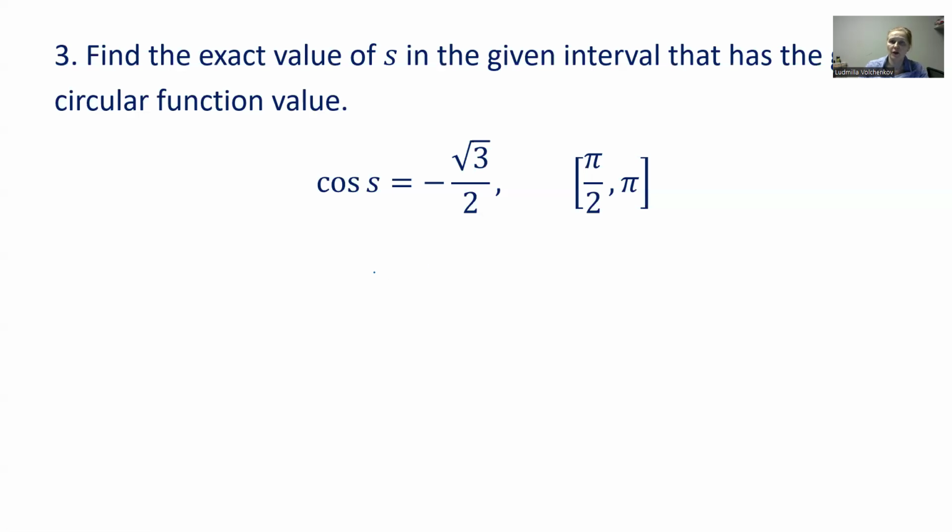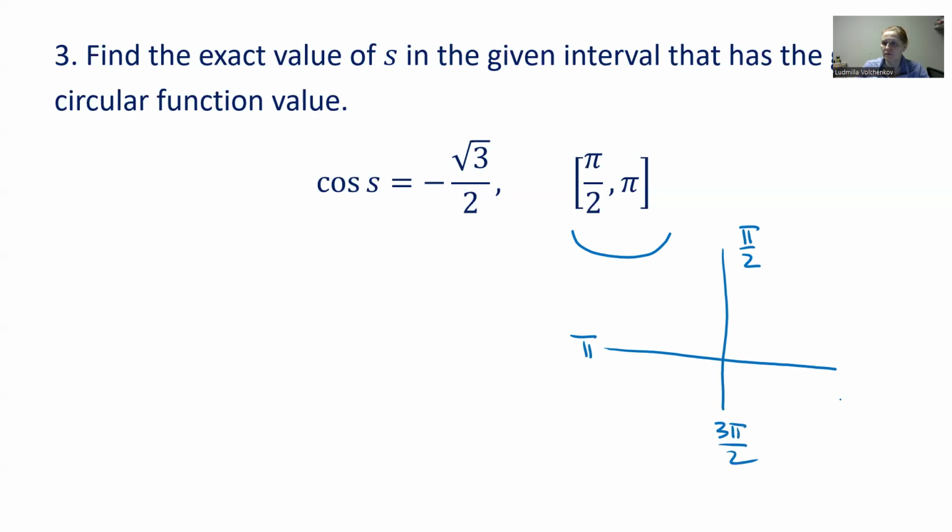Find the exact value of s in the given interval that has the given circular function value. Okay, interval is from pi over 2 to pi, so we are in the second quadrant. Pi over 2, pi. So in the second quadrant, cosine is negative. Negative square root of 3 over 2.